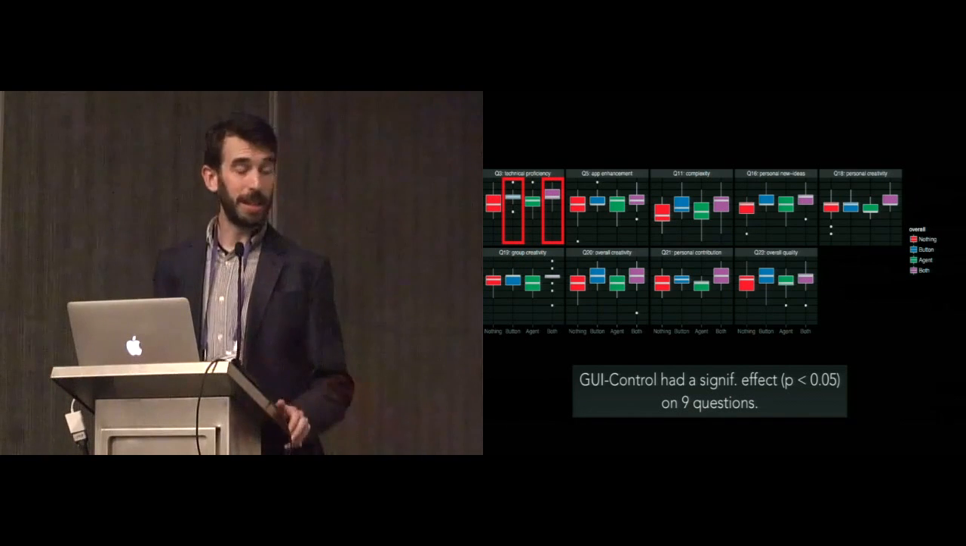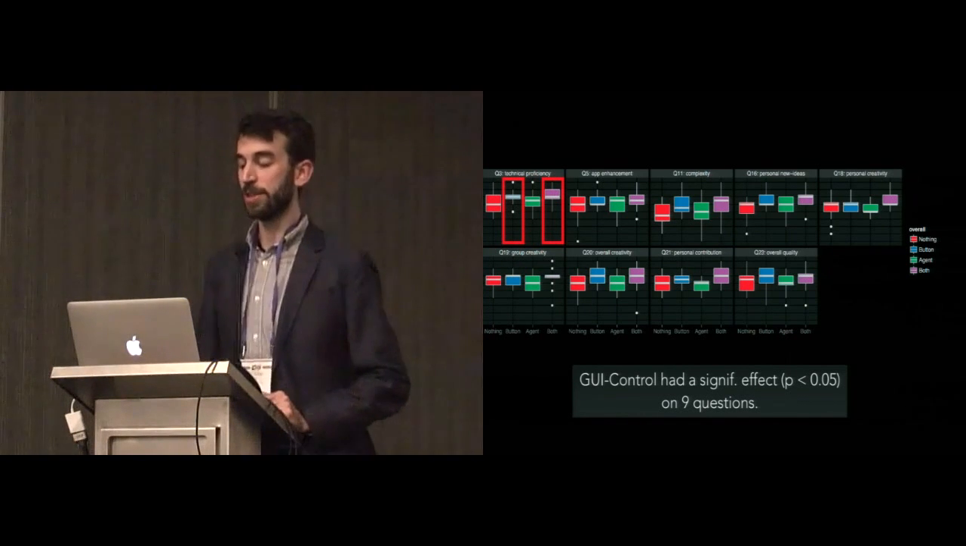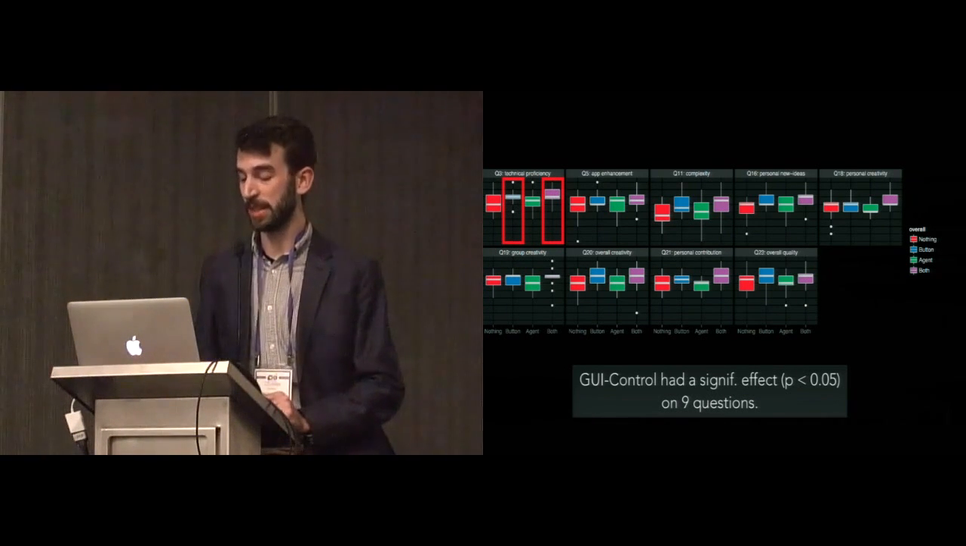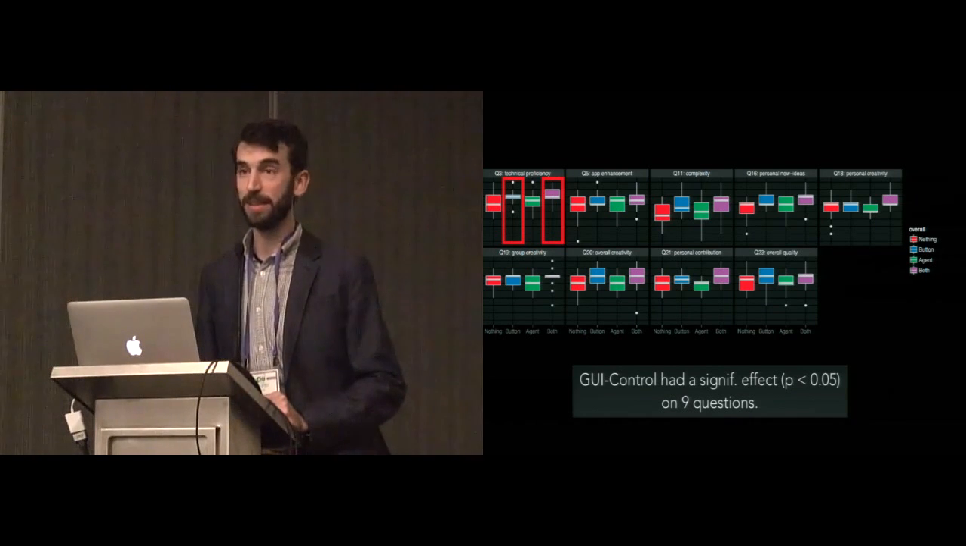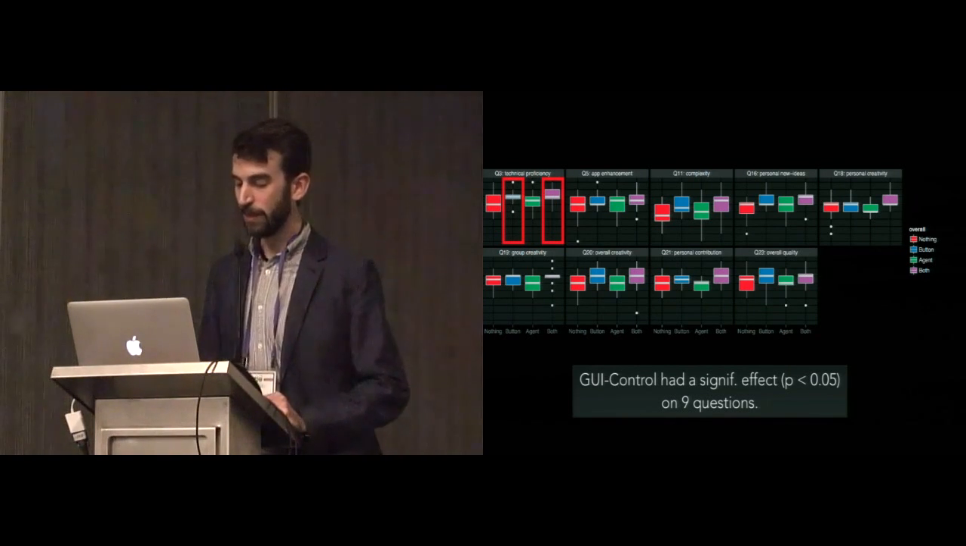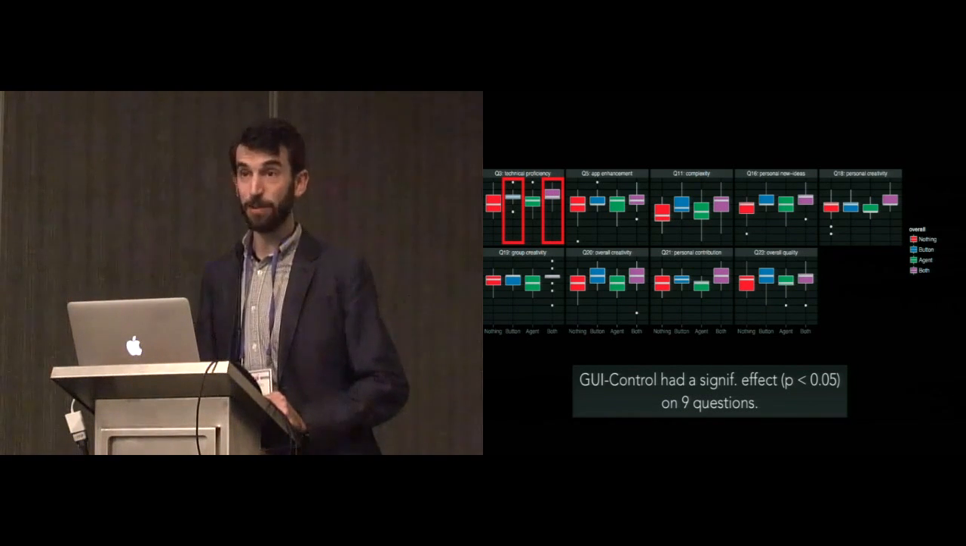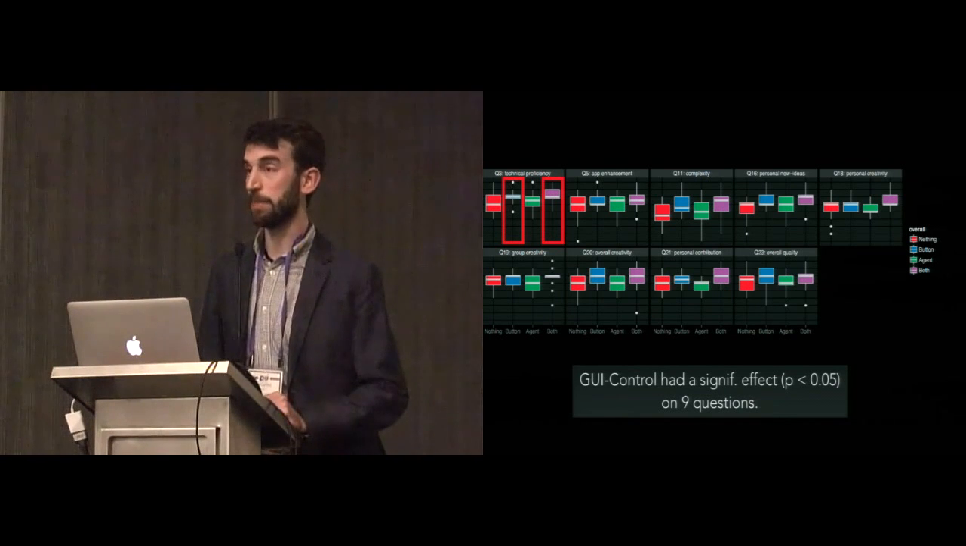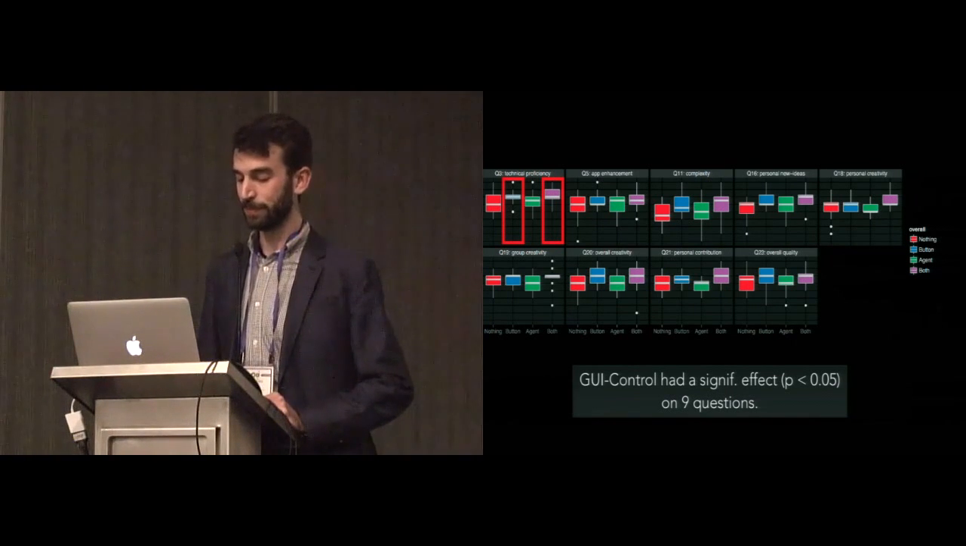These plots each show the distribution of results for each question where we found a significant effect, and you can see the button and both conditions in the second and fourth column of each plot. Those were where the GUI control was active, and you can actually see in the rating of technical proficiency that there's quite a pronounced increase under GUI control.